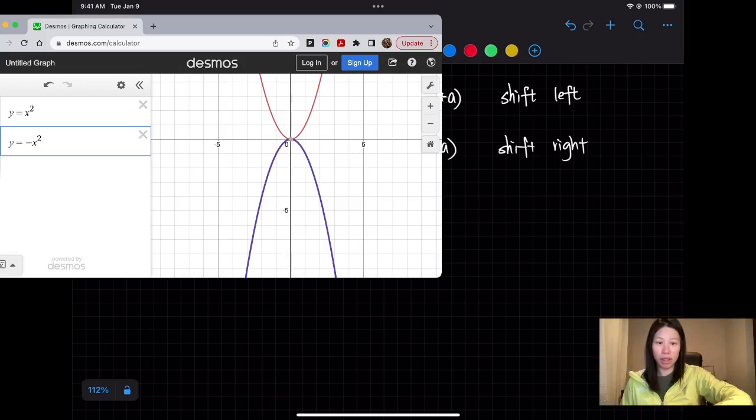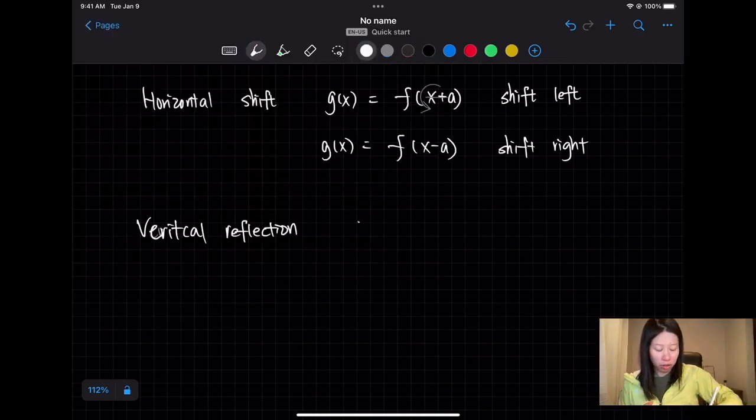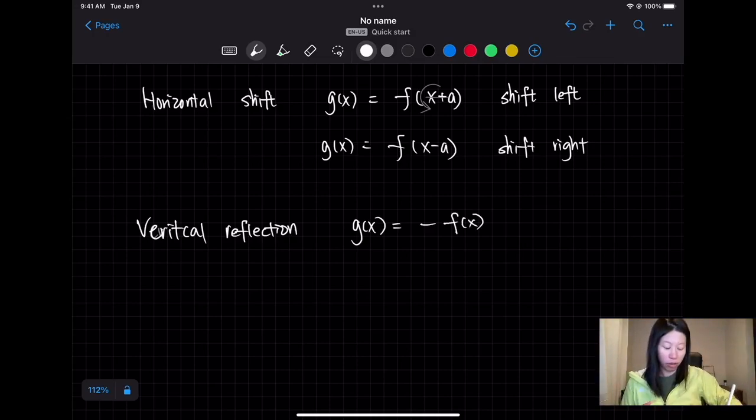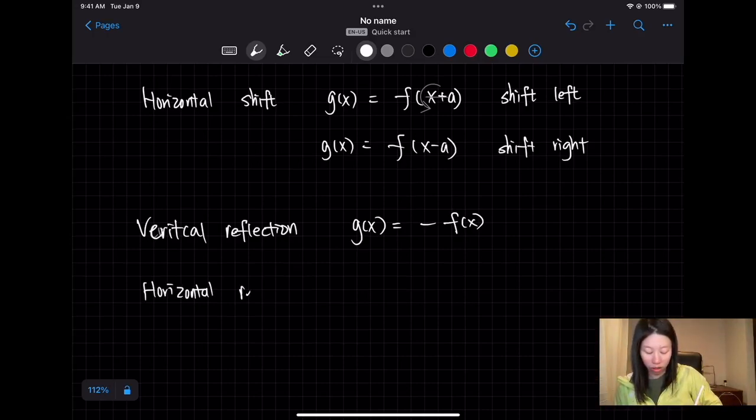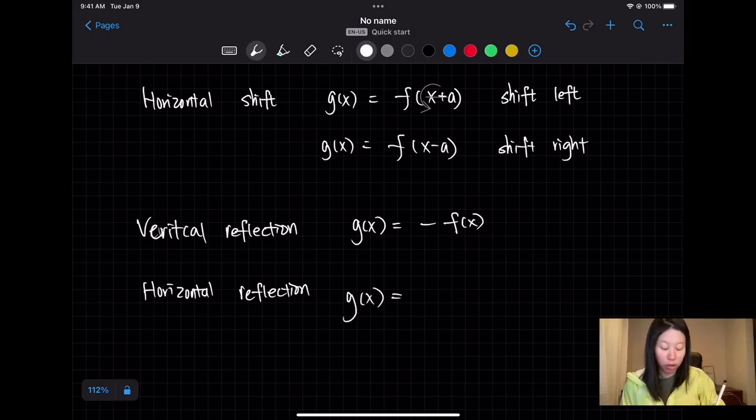So that means for reflection, we need to take a negative sign to the whole function. So it's going to look like that. So this gives you a vertical reflection. So now make a guess. What does a horizontal reflection look like? Well, for a horizontal reflection, of course, you're going to work towards x. You just want to take the negative of x.